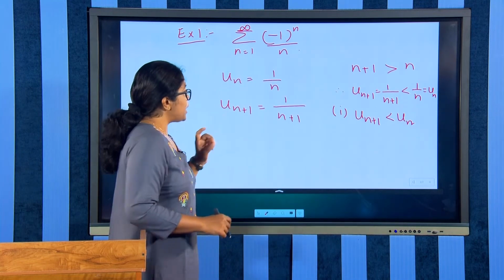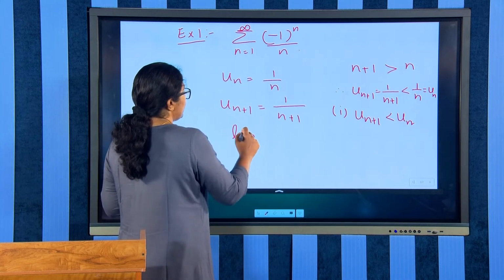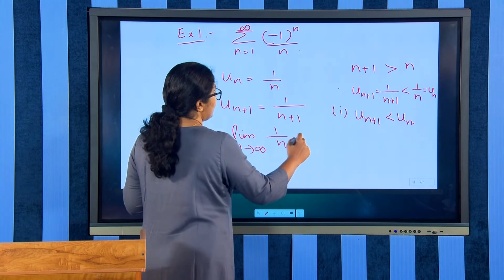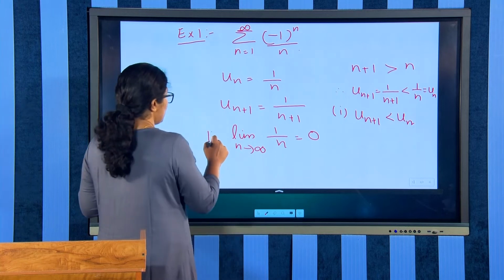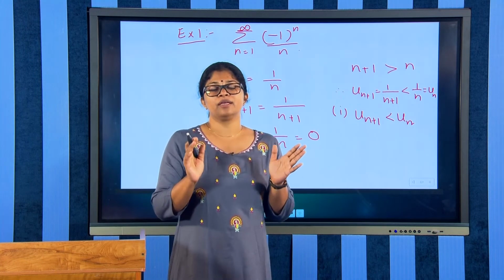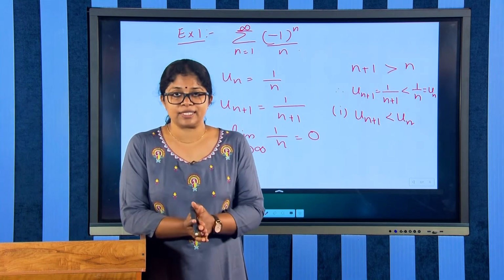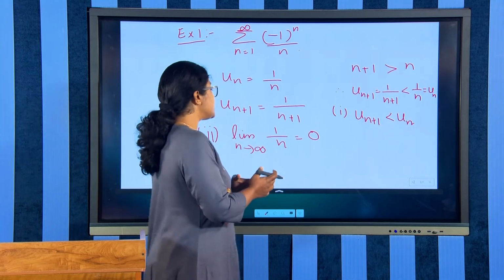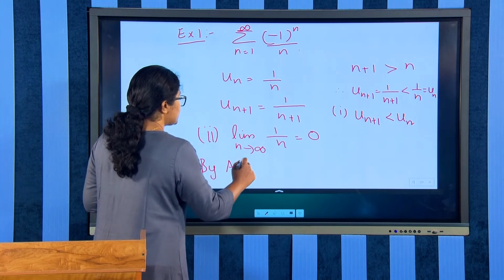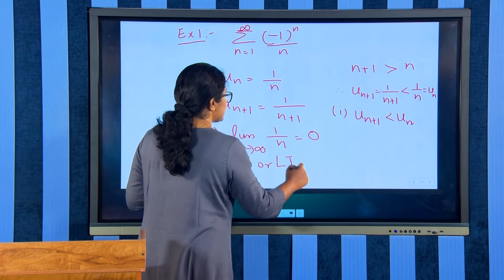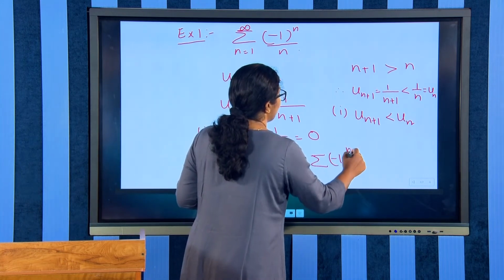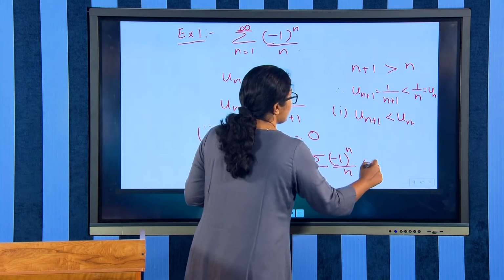Now, limit n tends to infinity, we have already seen limit n tends to infinity 1 upon n happens to be equal to 0. So this was your condition number 2. So we have satisfied the two required conditions for the Leibniz test, and so by the alternating series test or Leibniz test, we can say summation negative 1 power n upon n converges.